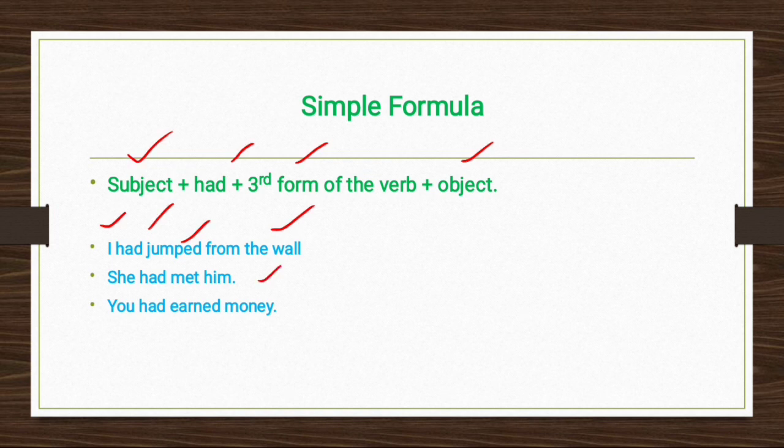She had met him. She is what? Subject. Had is again helping verb. Third form of the verb is met. And at the last we have him, that's object. You had earned money.